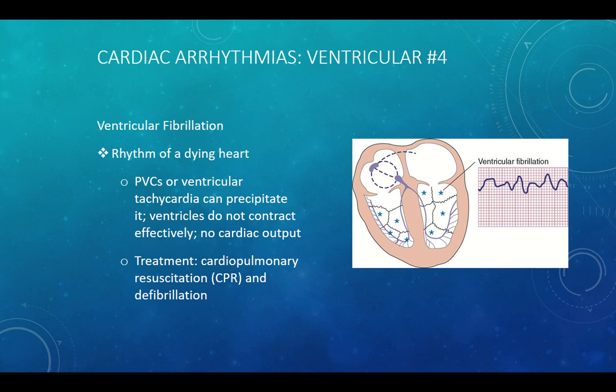Okay. So cardiac arrhythmias, ventricular fibrillation. Now, ventricular fibrillation is a rhythm of a dying heart that is getting multiple ventricular and hardly any atrial contractions. PVCs or ventricular tachycardia can precipitate it. Ventricles do not contract effectively, no cardiac output. It's basically your ventricles are just sitting there quivering like a bowl of jelly because they have multiple signals coming in at the same time.